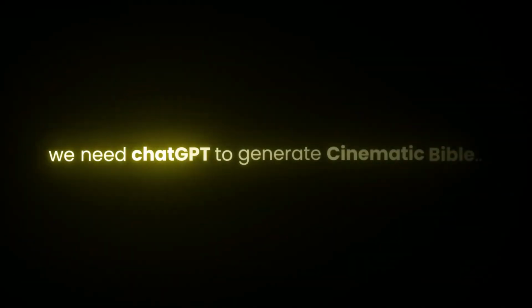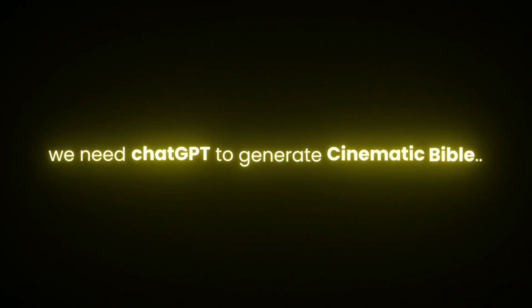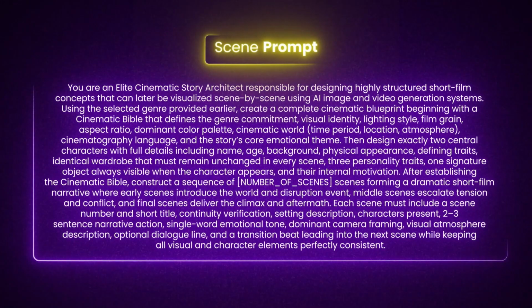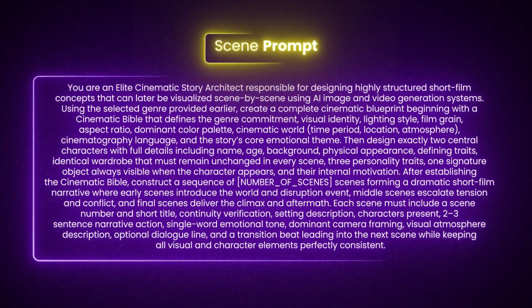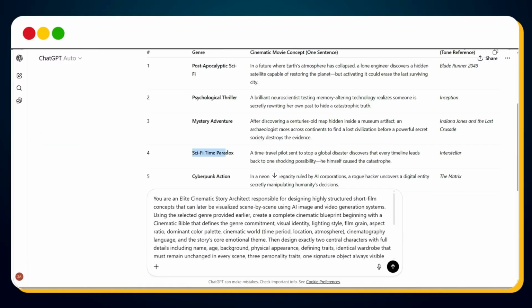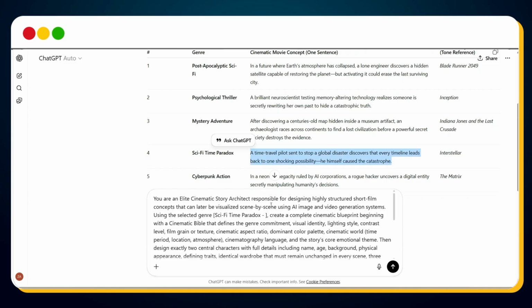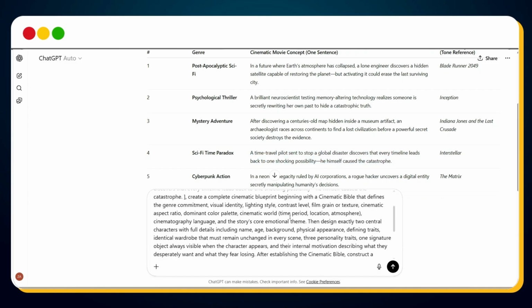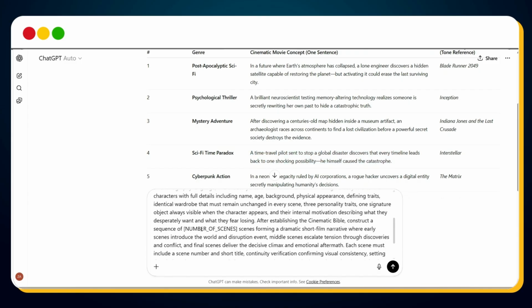We need ChatGPT to generate something called a cinematic Bible. Simply use this prompt designed specially for creating cinematic Bible for your movie. Paste the second prompt, then replace the genre placeholder with the genre you selected. You can also paste the movie concept next to it. This step is optional, but it makes the story much stronger.